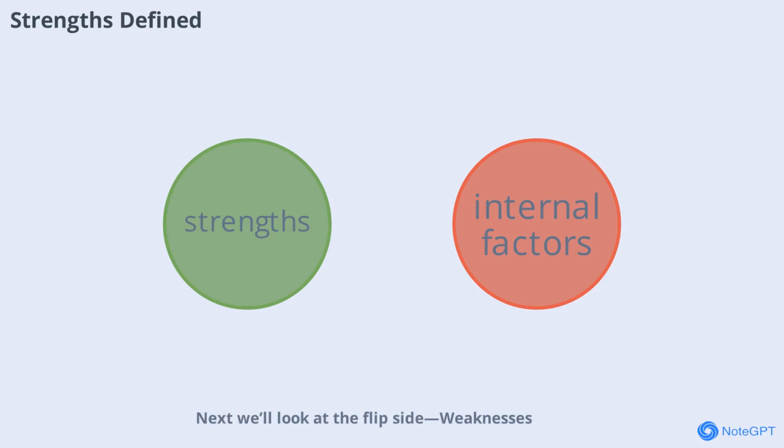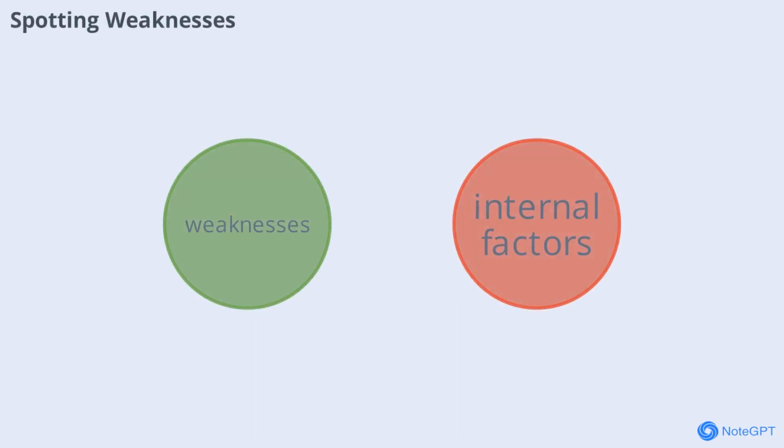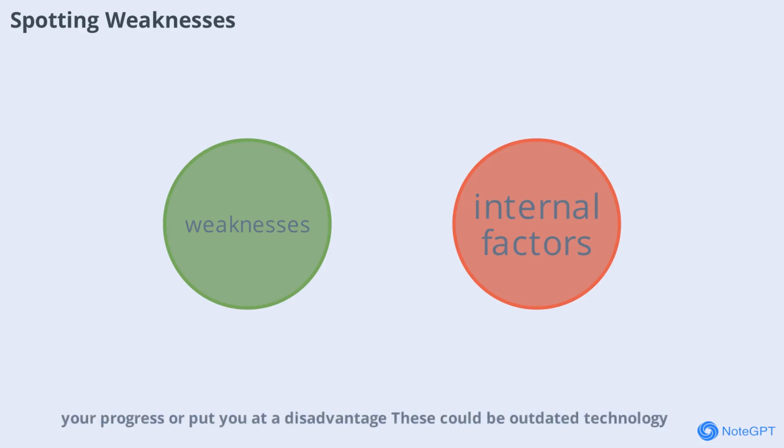Next, we'll look at the flip side, weaknesses. Weaknesses are the internal factors that may hinder your progress or put you at a disadvantage. These could be outdated technology, lack of expertise, limited resources, or poor location. It's important to be honest when identifying weaknesses, as acknowledging them is the first step toward improvement. By understanding your weaknesses, you can develop strategies to address or minimize their impact.